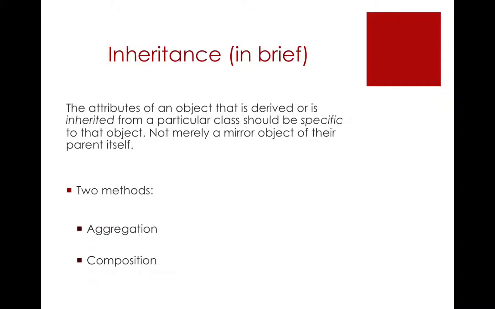This leads up to the subject of inheritance, where according to Adobe, the attributes of an object that is derived or inherited from a particular class should be specific to that object, but not be a mirror of that object or the parent. There are two methods for making such distinctions. They are the principles of aggregation and composition.